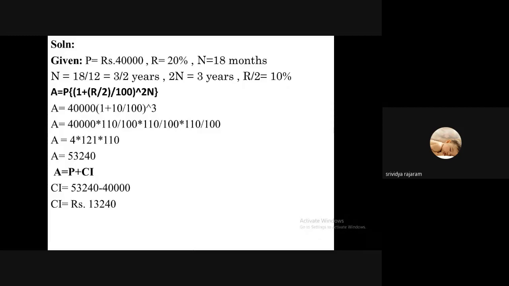Simplifying it further, we get the A value as 53,240 rupees. But the question being asked is to find the compound interest calculated half yearly. So we got the value of A, and this value is compounded half yearly. On substituting A is equal to P plus CI, we can get the value of CI. So CI is equal to A minus P, that is 53,240 minus 40,000. So the CI value is 13,240. This CI amount is compounded for half of the year. So clear with this problem?